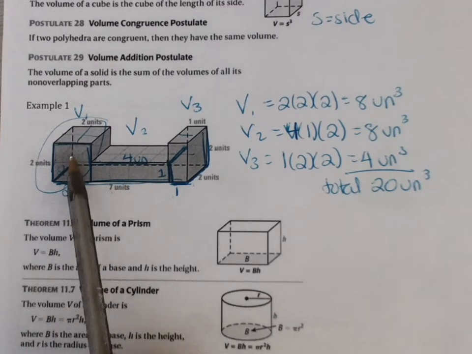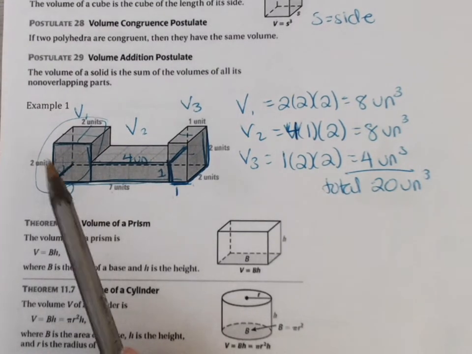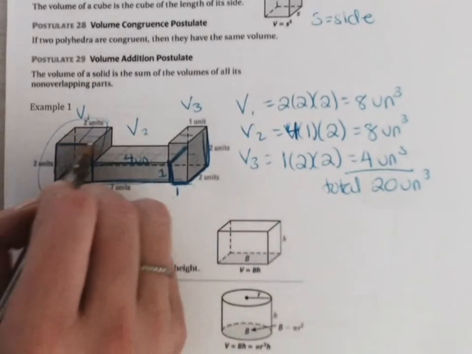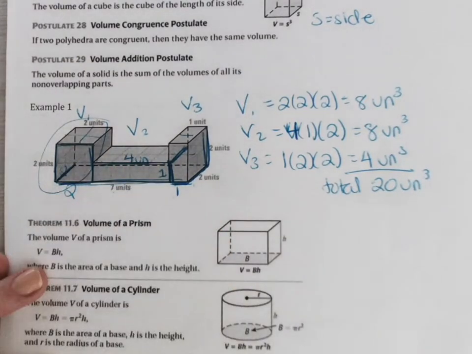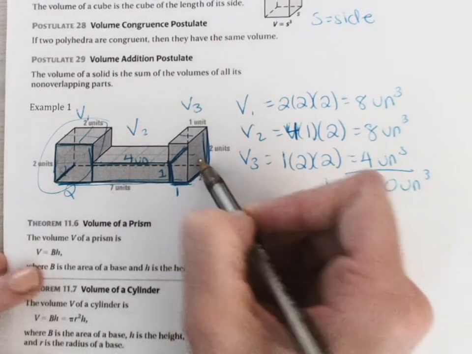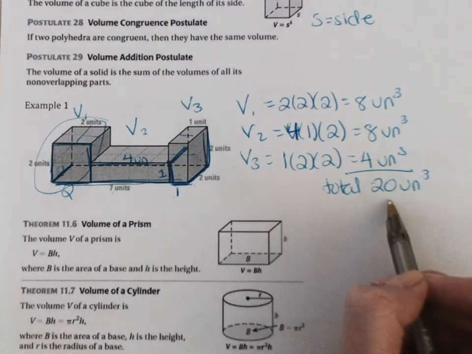Now, I could also break this into individual 1 unit cubes and count them up. So I would have 1, 2, 3, 4, 5, 6, 7, 8, 9, 10, 11, 12, 13, 14, 15, 16, 17, 18, 19, 20. So I could separate them out, right? If I were to put them together like Legos, there would be 20 individual cubes. That's where I get this 20 units cubed.